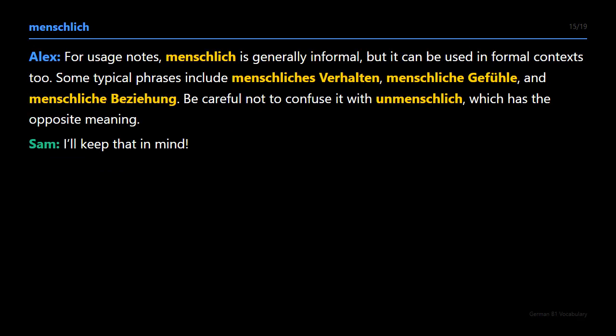For usage notes, menschlich is generally informal, but it can be used in formal contexts too. Some typical phrases include menschliches Verhalten, menschliche Gefühle, and menschliche Beziehung. Be careful not to confuse it with unmenschlich, which has the opposite meaning. I'll keep that in mind.